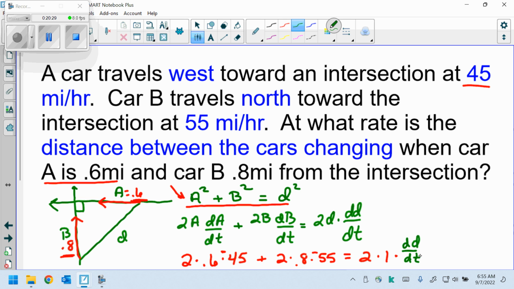So let's pause and figure that one out. Well, if your results are the same as mine, I think it comes out pretty nice. I think that dd/dt is going to be negative 71. This distance right here is getting smaller, so that makes sense, it should be negative. And distance is measured in miles, and time is measured in hours.